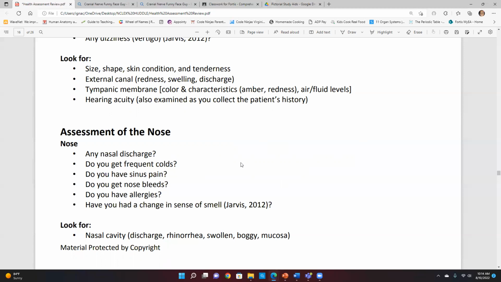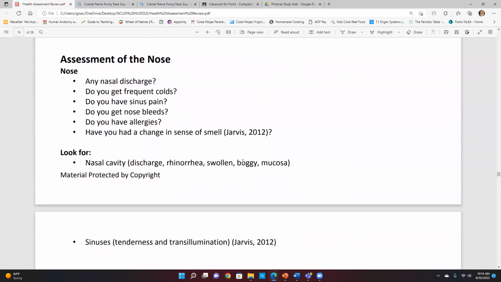Now let's talk about the nose. Is the nose symmetrical? Do they have any discharge? If so, what color is it? What is the consistency? We know that any discharge or exudate, if it's brown, yellow, green, malodoriferous, that's a sign of infection, okay? Does this patient have frequent colds? Do they have sinus pain, right? Do they have nosebleeds, also known as epistaxis?